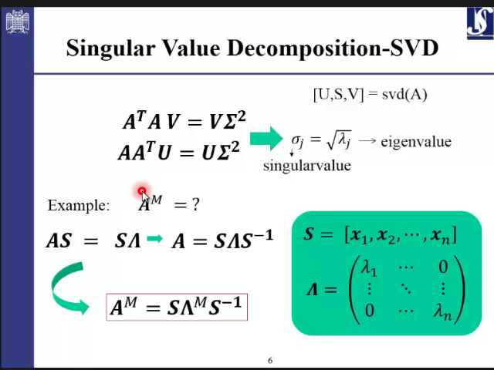Lambdas are the variances, and these sigmas are the standard deviations. So they are the square root of these variances. And these square roots are called singular values. It's clear because we are doing A transpose A or AA transpose. So we are getting the energy of the matrix. So it gives us the energy of those eigenvalues.